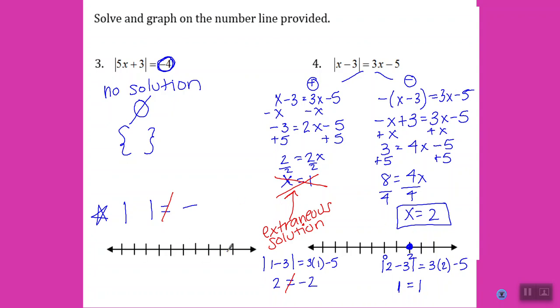Something I forgot to mention in number 3, since there's no solution, there's nothing to graph, so we would just leave the graph blank. That's all for today.